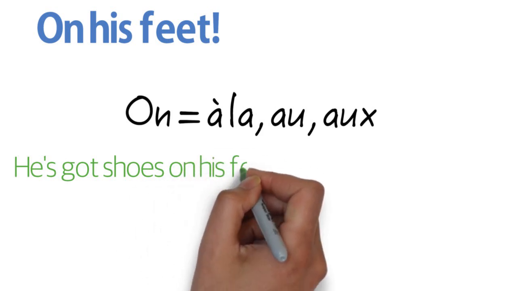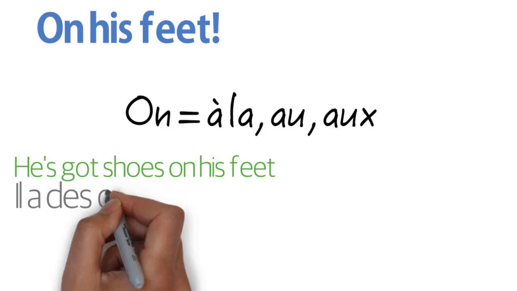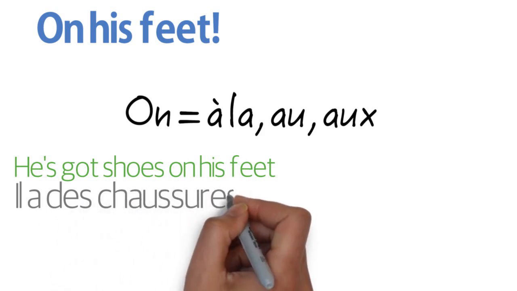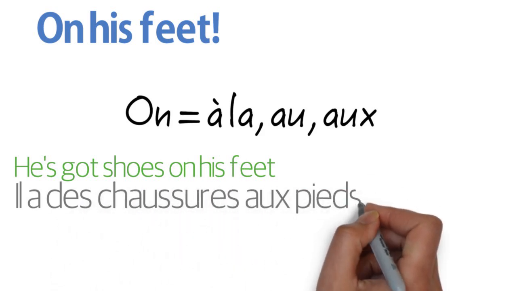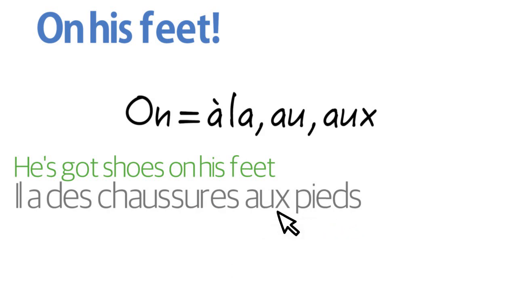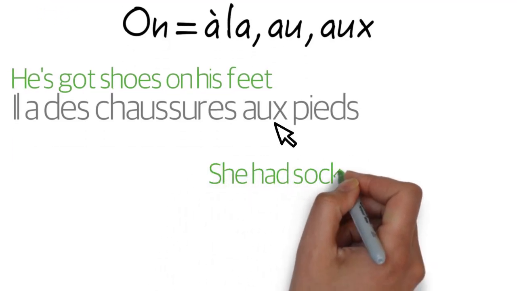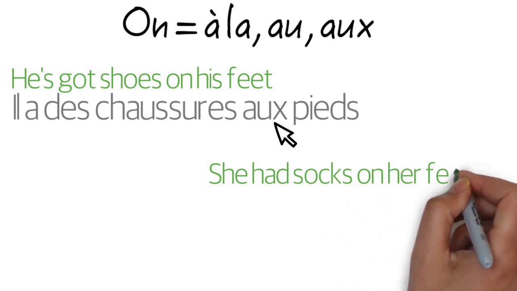The first example is: he's got shoes on his feet. Il a des chaussures. We are going to say "aux pieds". Il a des chaussures aux pieds. So here, as you can see, we don't translate the possessive "his". We just say "aux pieds" because it's clear we are talking about his feet.